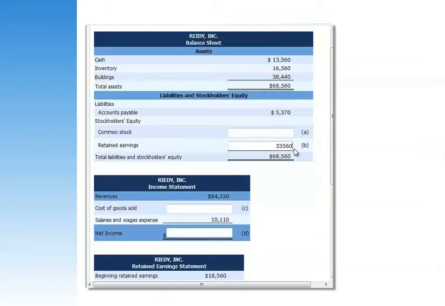Once we have that amount, we know that total liabilities and stockholders' equity is the sum of liabilities plus common stock and retained earnings. And so all we have to do then here for our second item is determine what amount, when added to the liabilities and retained earnings, would give us $68,560. So the amount for common stock would be $29,630.